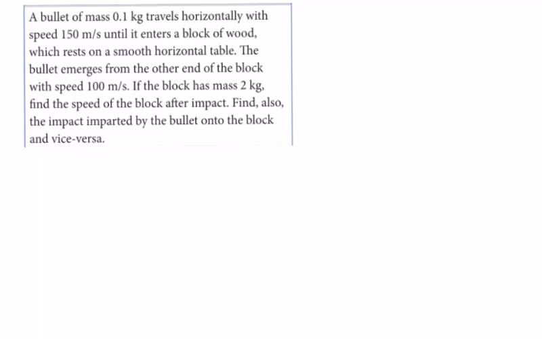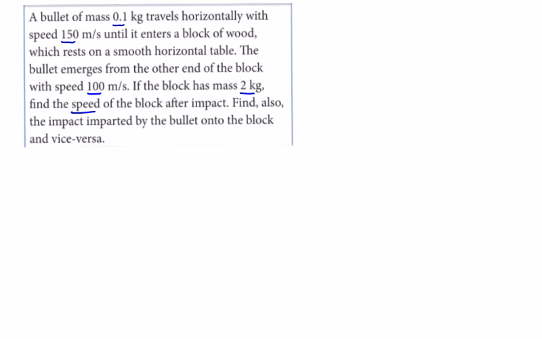We have a bullet of mass 0.1 traveling horizontally with speed 150. It enters a block of wood which rests on a smooth horizontal table. The bullet emerges from the other end of the block with a speed of 100. The block is mass 2. Find the speed of the block after impact, and find also the impulse imparted by the bullet. So we're looking for impulse.